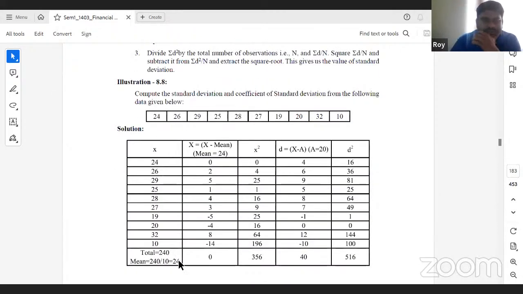Now, this is the series. The mean we got is 24. The total is 240 and the observations are 10, so the mean is 24. Now, capital X minus mean, where the mean is equal to 24, and we need to square this one.